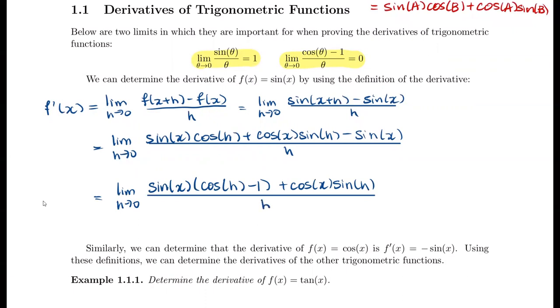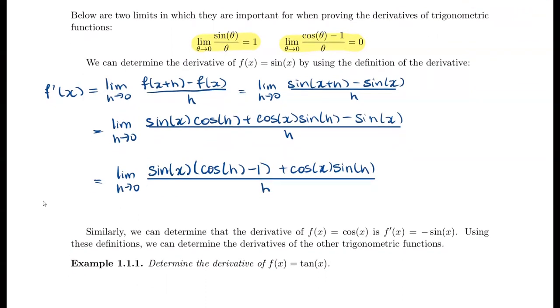Now I'm actually going to rewrite the denominator a little. So if I break up the denominator, I divide this part by h, and this part I also divide by h. So now what we see here, if we take the limit as h approaches 0, this part is going to go to 0, because according to our limit here, it's going to approach 0. So we know that the limit of this part is actually just going to go to 0.